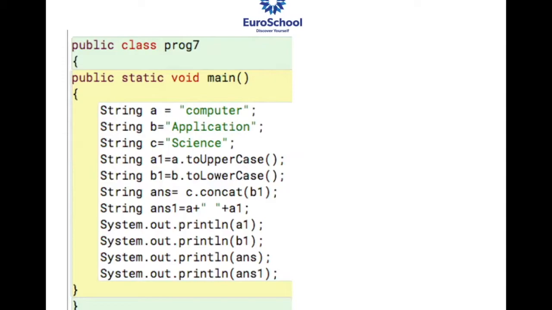Ma'am, I didn't understand this. Who's this? Ma'am, Paraj. Paraj, if you see, nowhere I have given C as lowercase or uppercase. So the C has got the value science. It will remain as it is. Okay. And dot concat B1. Now B1 has got all the letters small. So the application word would be in small letters. So the output would be science where S is capital and application together without a blank space. Is it fine? Okay. Paraj, right? Yes. Your doubt is clear now, Paraj? Yes, ma'am. Okay. ANS 1.